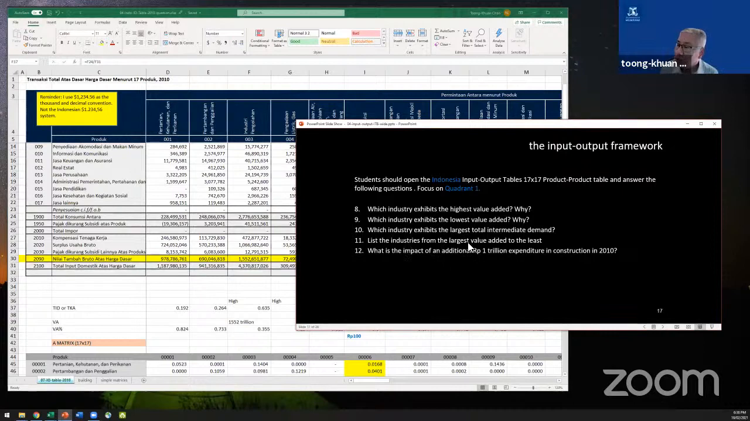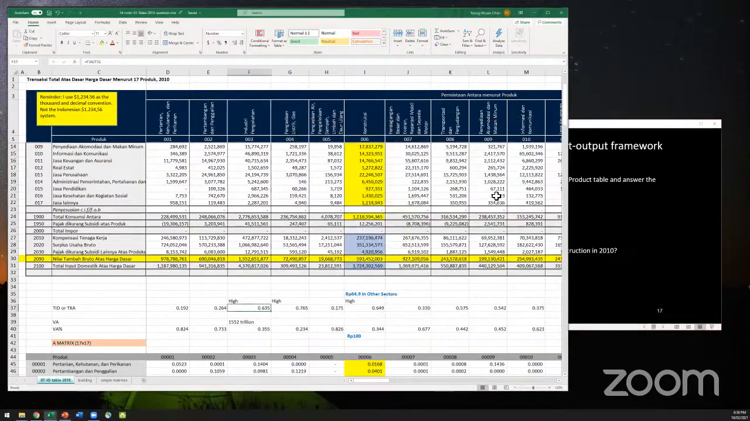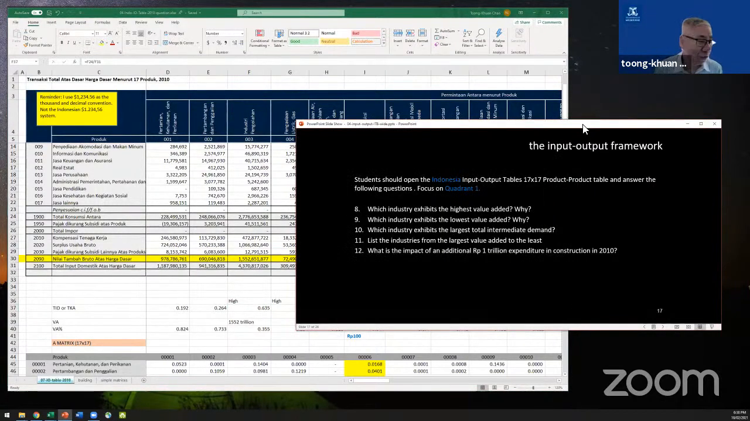List the industries with the largest value add to the... But Bimo, was there a question from you? Oh, yeah. I have trouble hearing you. I mean, your sound is losing. Okay. Can you hear me now? Is the connection? Yeah, okay. Okay, good. I'm just worried about my internet connection.